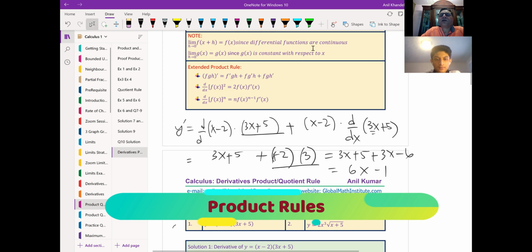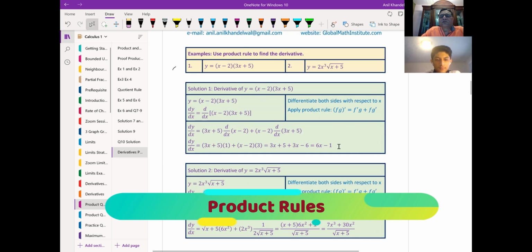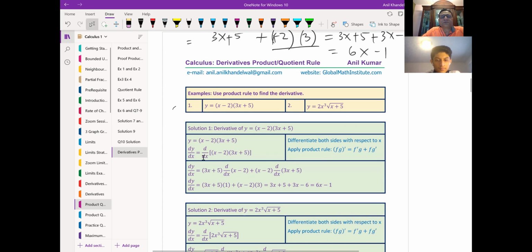Yes, sir. So that is how you're going to do it. And as you can see, the answer is the same as we got, right? So here we have shown you all the steps. Do you see the steps? Yes, sir. So writing dy/dx is useful because you know exactly what you're doing. First function's derivative, product of the other, plus derivative of the second, product of the other, and then you simplify your expression to get the answer.